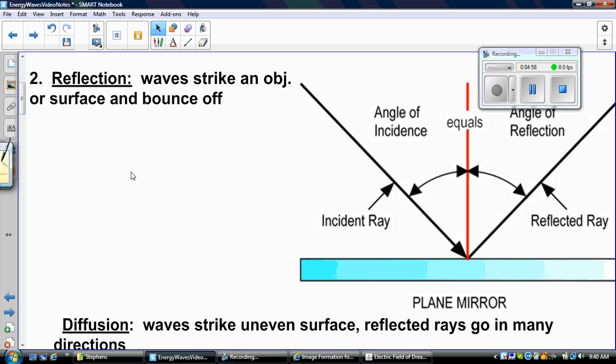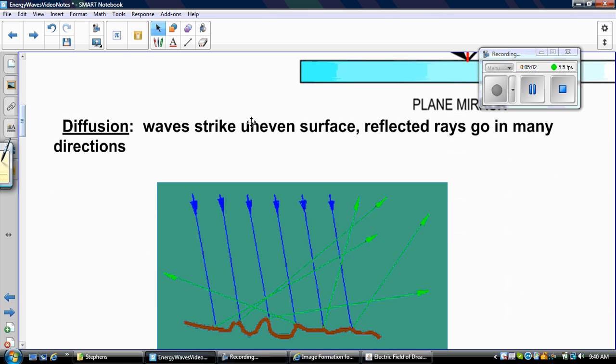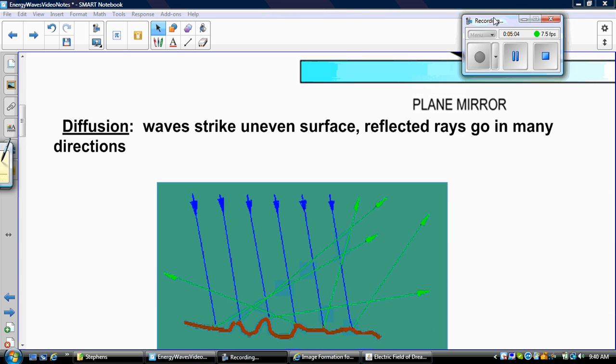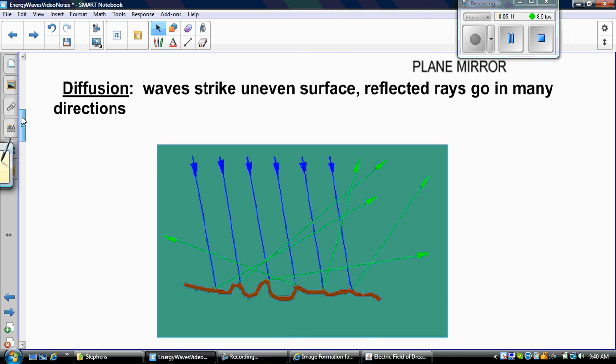Okay, well, what happens if the surface is not smooth? If the surface is not smooth, then light rays will not reflect equally. So this is called diffusion. Waves strike uneven surfaces, reflective rays go in many directions. This is why you can't see an image of yourself on surfaces that are rough. You can only see a reflective image of yourself on a smooth surface like a mirror.